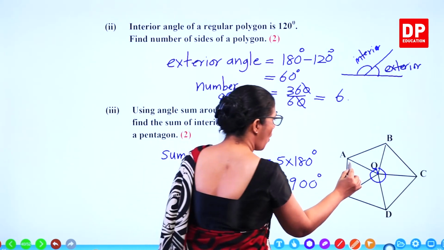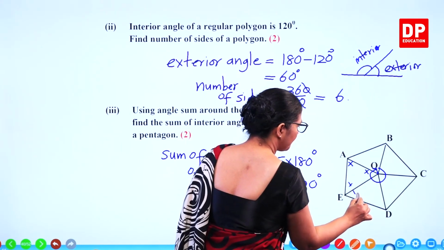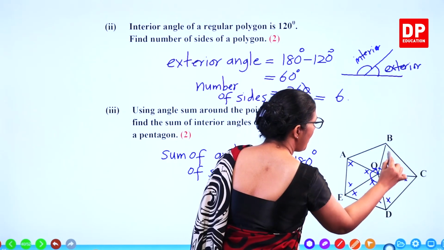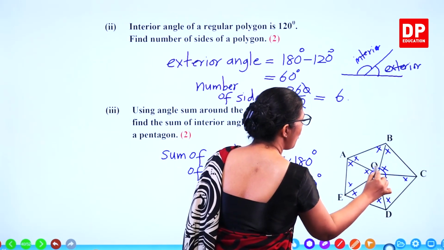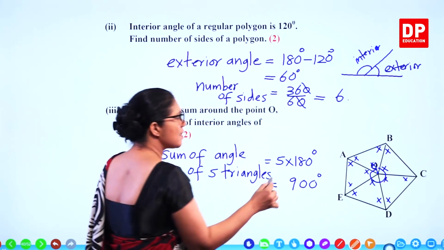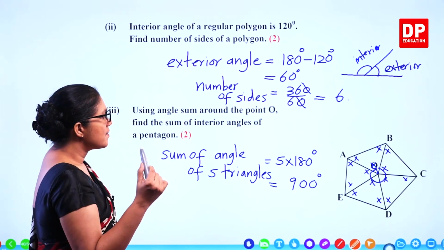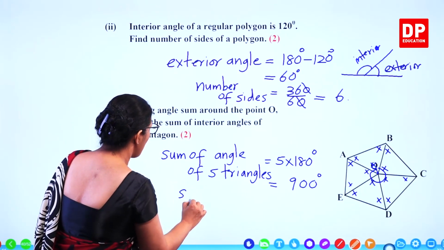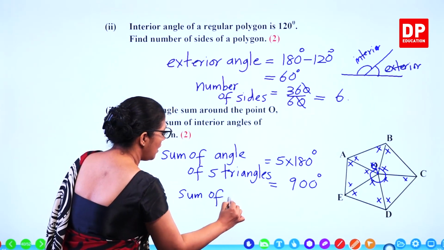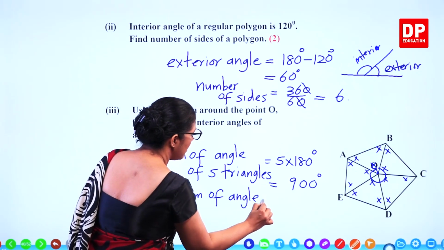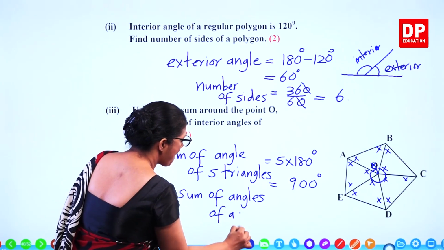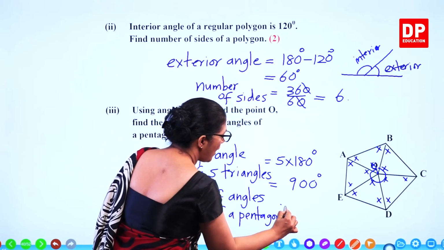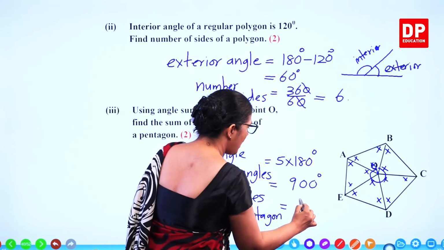900. That means all these angles add up to 900 degrees. But we don't want the middle ones. So we can subtract, but we know angles around a point is 360. So what is the sum of angles of a pentagon? We can subtract this 360 from 900.